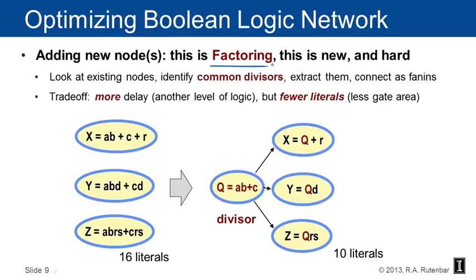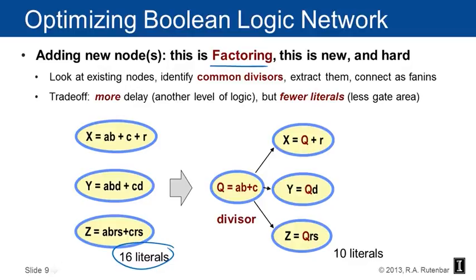This is something that's technically called factoring, and this is new and hard. So I've got an example on the left, x equals ab plus c plus r, y equals abd plus cd, z equals abrs plus crs. If you were to count the literals, you would say, oh, there are 16 of them on the right-hand side of the equal signs. But this problem is set up in a very simple way so that I can pull out a divisor. Q equals ab plus c, a common divisor, and it turns out I can take that Q and x becomes Q plus r and y becomes Qd and z becomes Qrs.